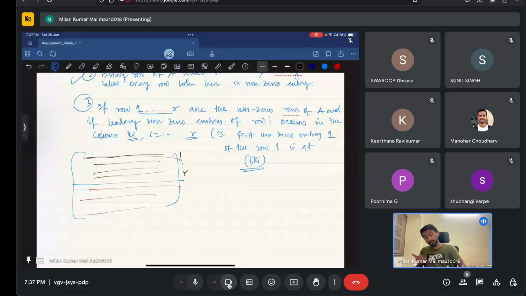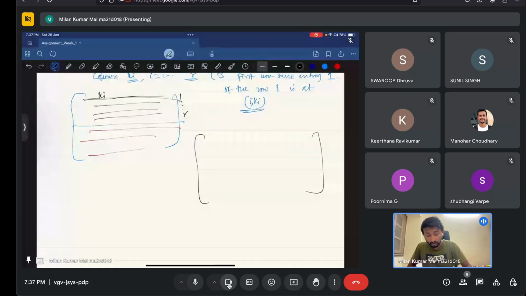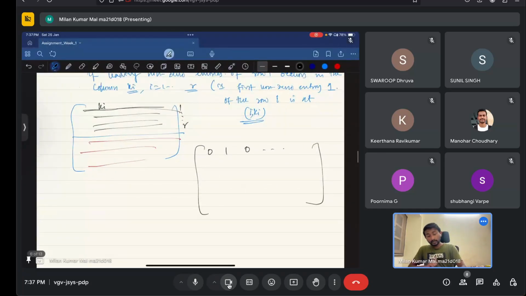Let's say the first row has its non-zero entry at position k1. The first row need not have its non-zero entry at position 1. So we can have something like this, I'm just writing all the other entries. The second row has its non-zero entry at position k2. That is what k2 means. It does not affect that.